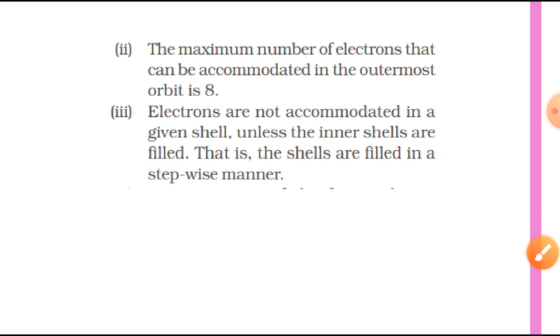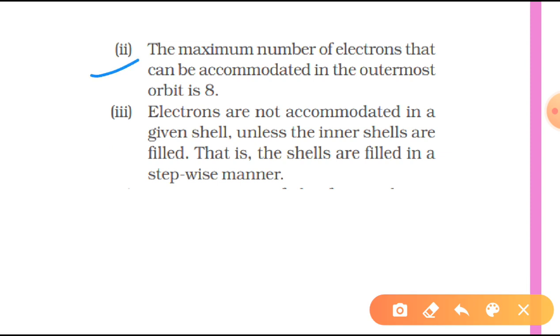Now have a look at the second rule. The maximum number of electrons that can be accommodated in the outermost orbit is 8. So you can place a maximum of 8 electrons.